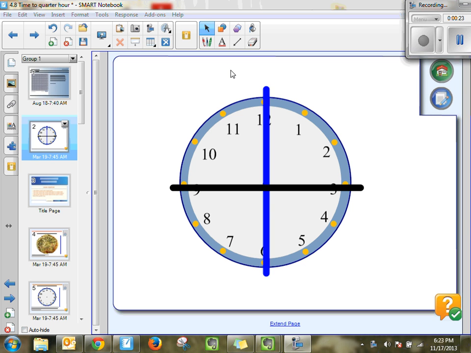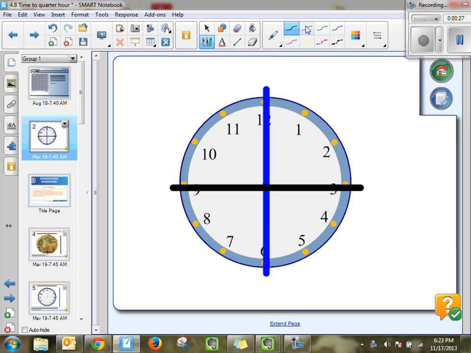What'd you come up with? What number of slices did I divide our clock into? If you said the number 4, that would be correct. And let's count them. Here's slice number 1. Here would be slice number 2. This would be slice number 3. And then the last one would be slice number 4.